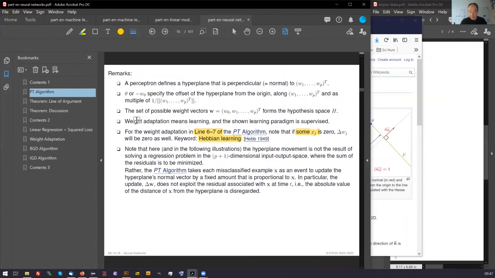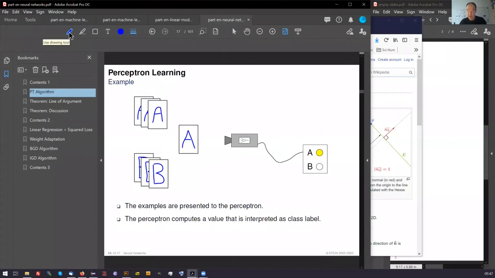I take a simple example to demonstrate how this works. Your task is to separate two sets of letters. It is very primitive. Consider it as a model task for OCR, optical character recognition, because in principle, they work like this. We have these handwritten letters. These letters are presented to the perceptron. We know for each letter to which class it belongs. You see it is supervised somehow.